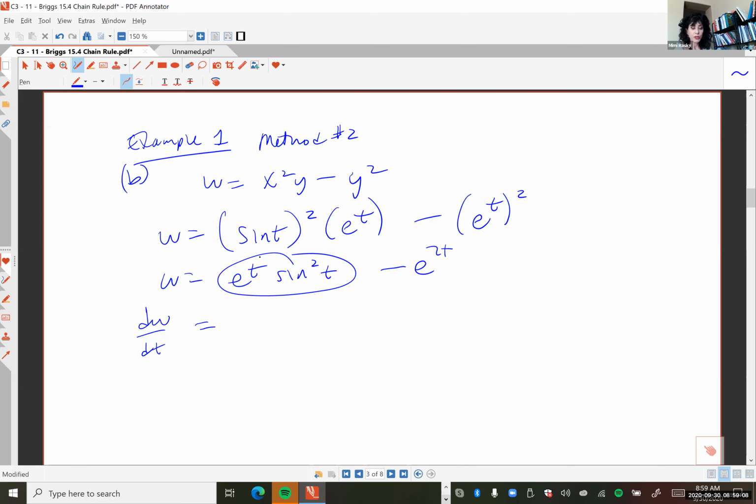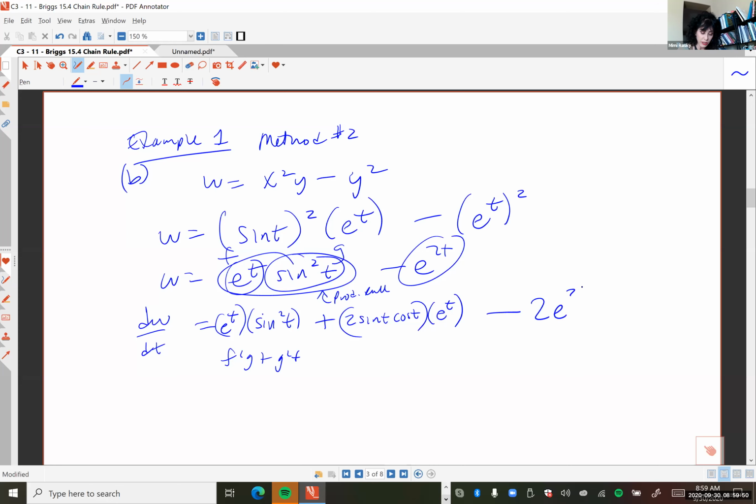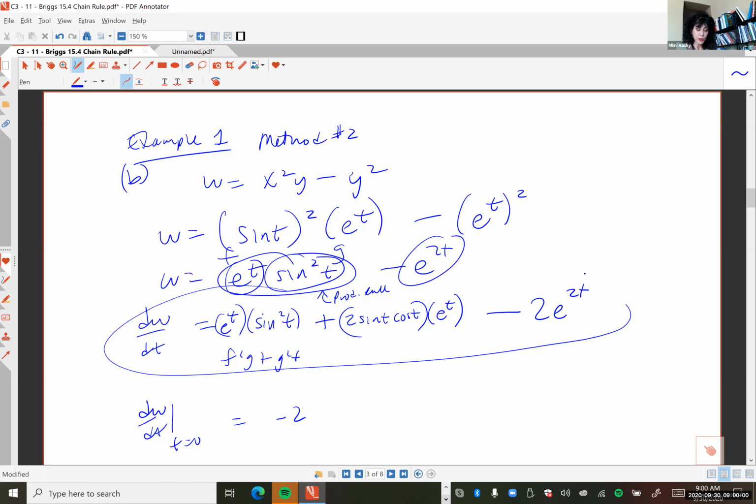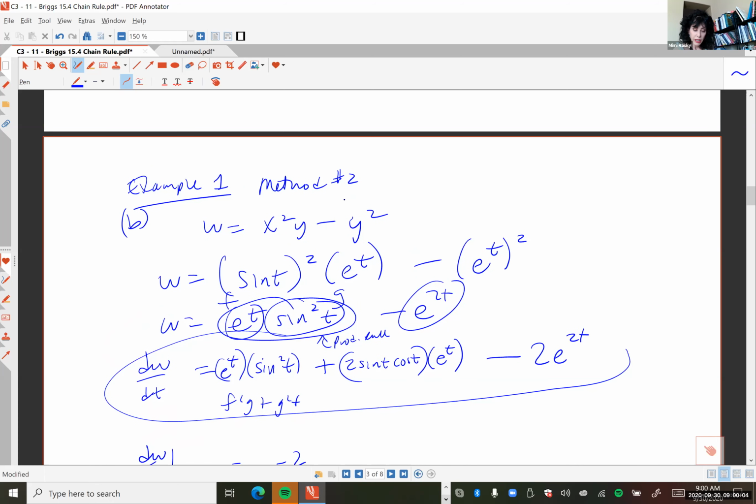And then minus, and now it's easy to take the derivative of e to the 2t power. That's just going to be 2e to the 2t. And I'm done. And of course, dw dt evaluated at 0 is still going to be the -2. And you may be thinking, wow, this was way easier than doing the other way.